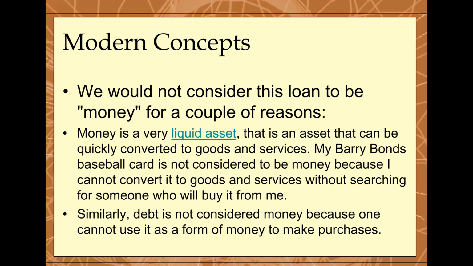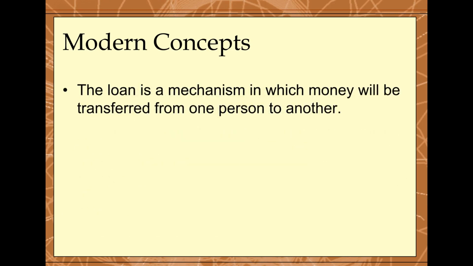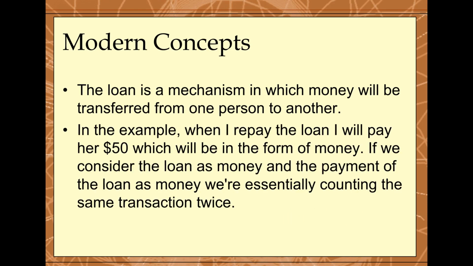Now, debt is not considered to be money because it cannot be used as a form of money to make purchases. My girlfriend can't use that IOU and buy something with it. So the loan is a mechanism in which money will be transferred from one person to another. And now in the example I gave you, when I repay the loan, I will pay my girlfriend $50, which will be in the form of money. If we consider the loan as money and the payment I give her as money, we're essentially counting that transaction twice.